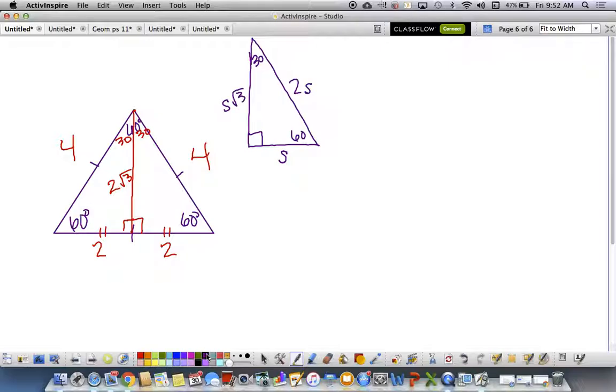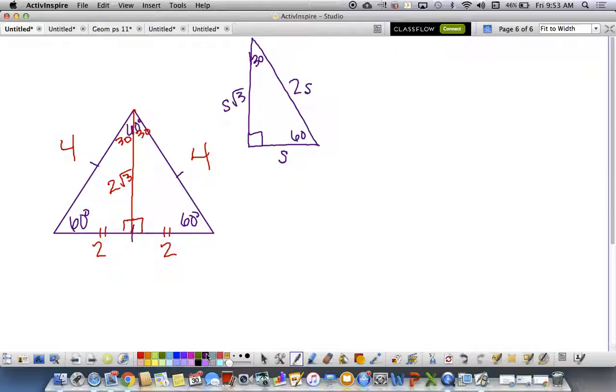Coach King taught you x, 2x, and x on the square root of 3. Why is it a square root of 3? How do you remember that? Pythagorean theorem, yes. It's a Pythagorean triple, 3, 4, 5. It has to be whole numbers. Oh wait, never mind.